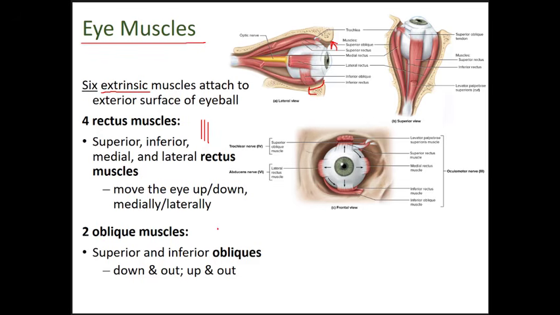We have oblique muscles too. They run obliquely, hence their name. And we have superior and inferior obliques. Now, each of these muscles actually has multiple different directions that they move your eye, but we could really just say that the combined vector action of the superior oblique is down and out, and the vector summation of your inferior oblique is going to be up and out.